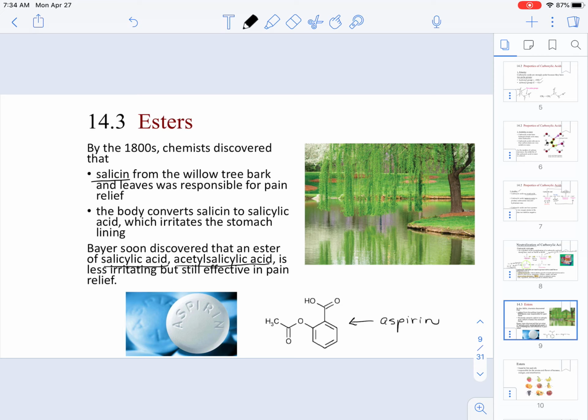So salicylic acid will be if this portion of the molecule will be replaced by a hydrogen. So understand that that's the difference between the two compounds.